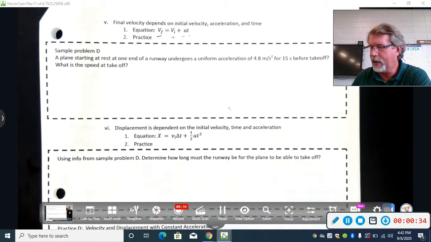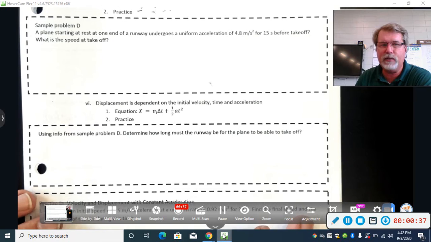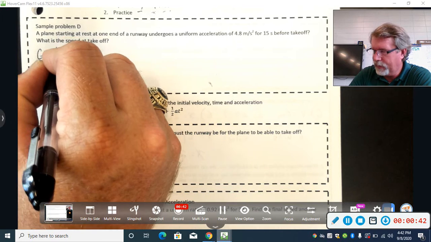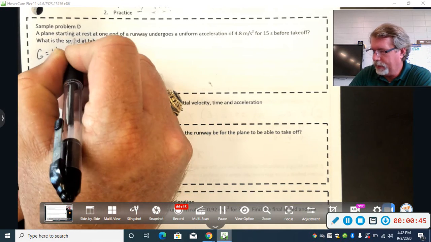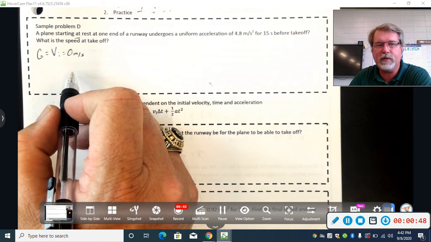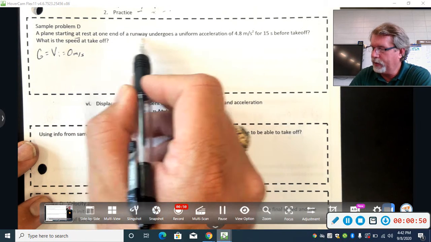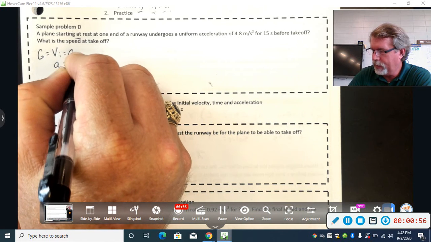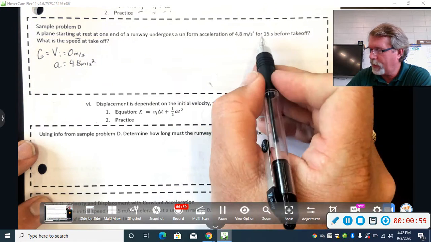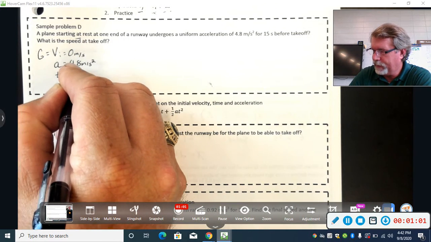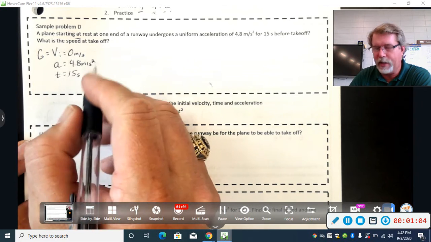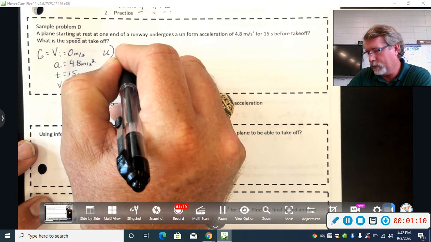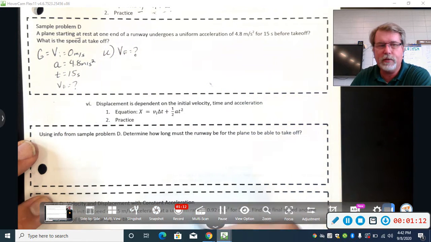All right, so again, we'll use that same old GUESS method that we've been working with. So we start with our givens. A plane starting at rest, so that's a VI of 0. Again, that "starting at" tells me it's an initial velocity. One end of the railway undergoes uniform acceleration of 4.8 meters per second squared, so my a is 4.8 meters per second squared, for 15 seconds, my time is 15 seconds. What speed will it take off? So my unknown is the final velocity. So we're listed over there.